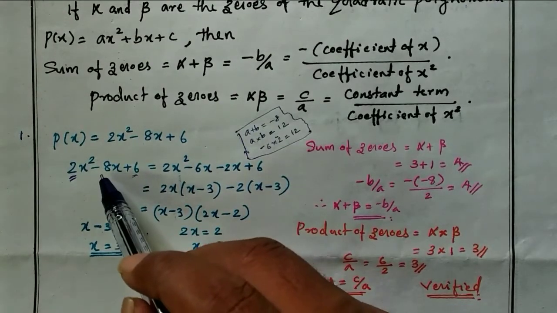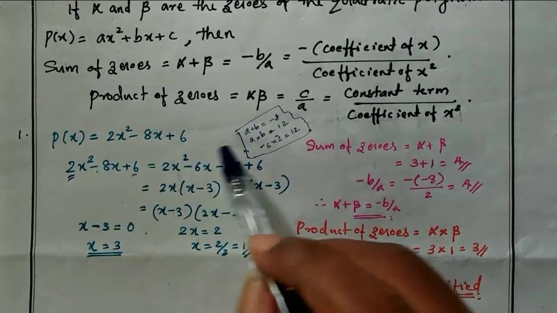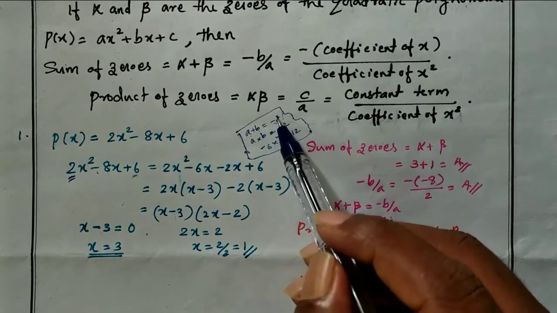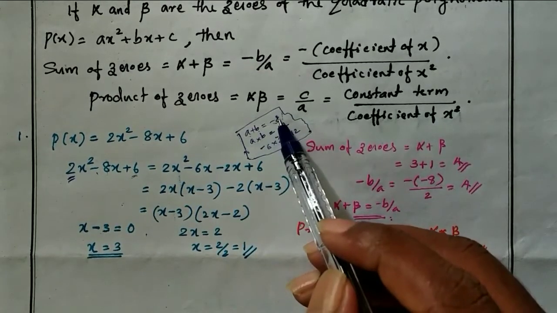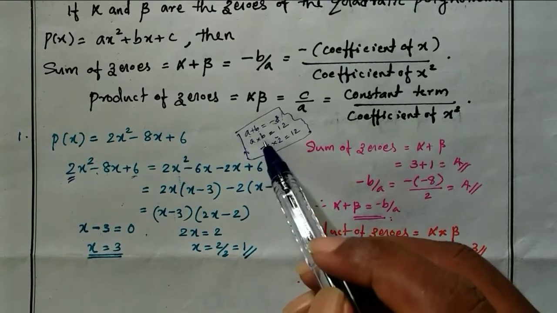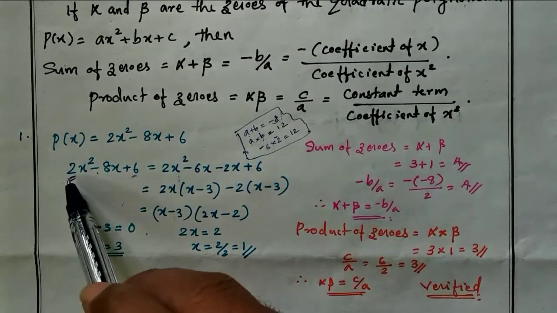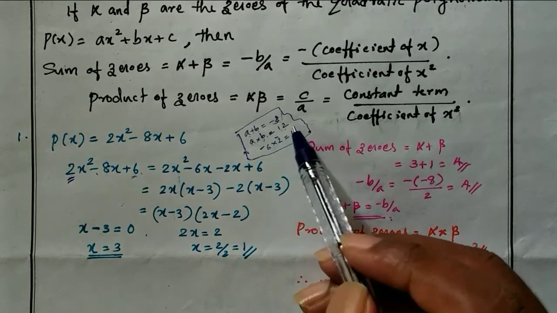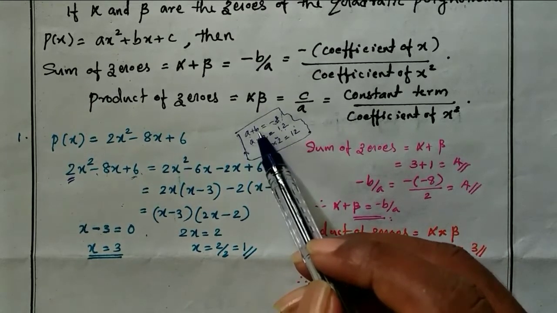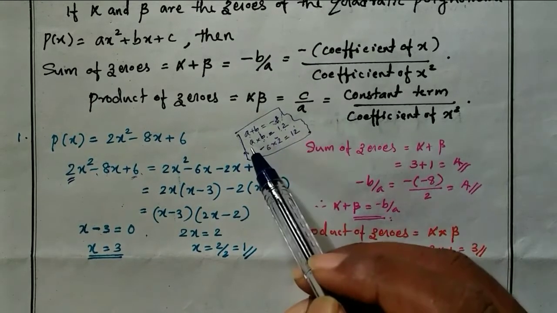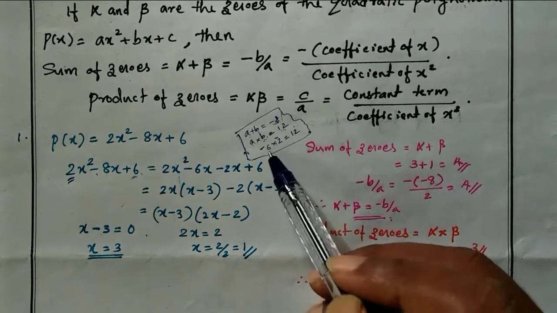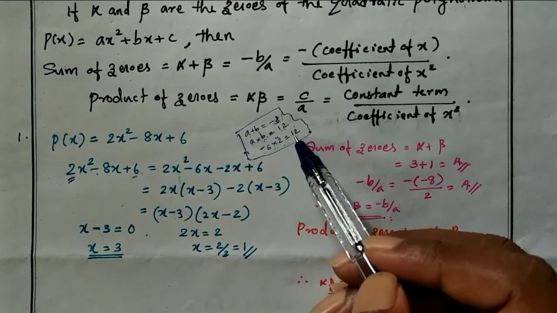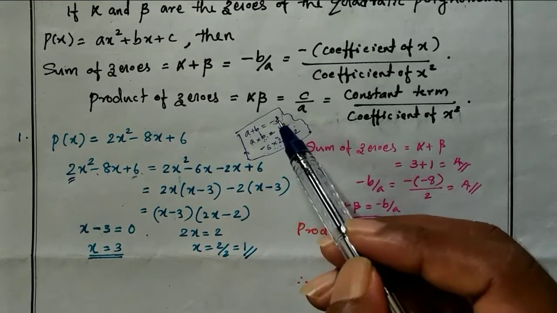How to split the middle term? Here the middle term is minus 8. So take any 2 numbers whose sum gives minus 8. That is the procedure: a plus b is equal to minus 8. At the same time, when those 2 numbers are multiplied, you will get 2 into 6. What is 2 into 6? 12. So multiply those 2 numbers, you will get 12. So what are the numbers? Minus 6 and minus 2. Minus 6 into minus 2 equal to plus 12. Minus 6 plus minus 2 is equal to minus 8.